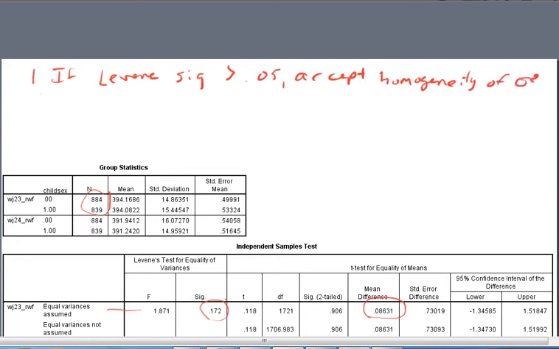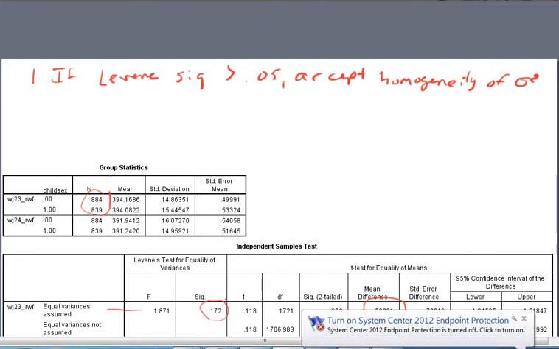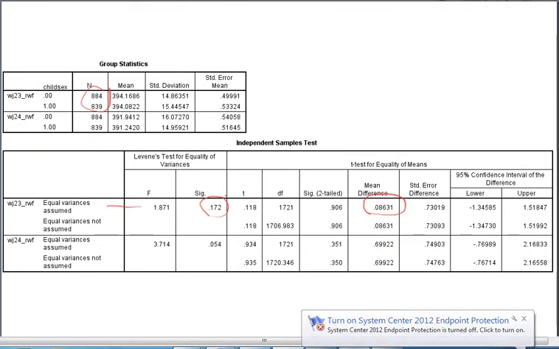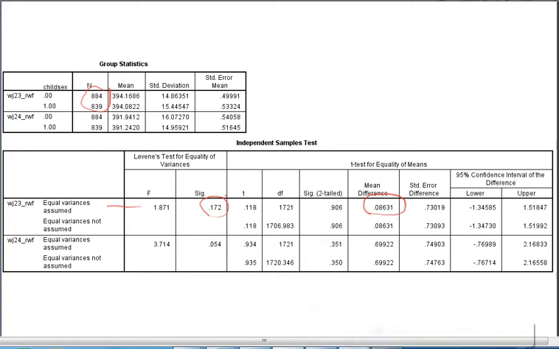The second thing we're going to be looking at is whether or not we have a significant t-value. To determine that, we look at our observed difference, which we already have established as 0.08631. The difference that would be due to random sampling fluctuation alone, that is the standard deviation of the sampling distribution, is 0.73019.